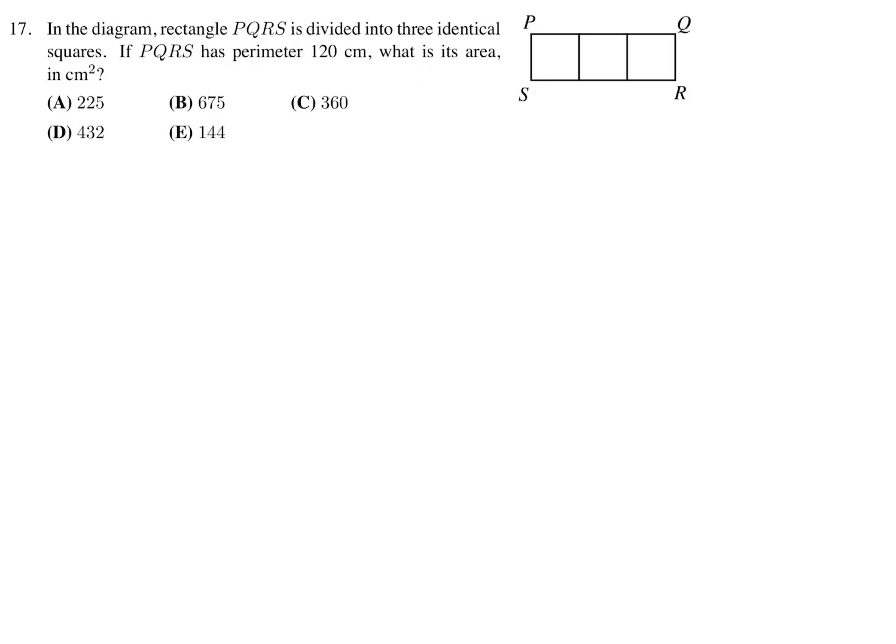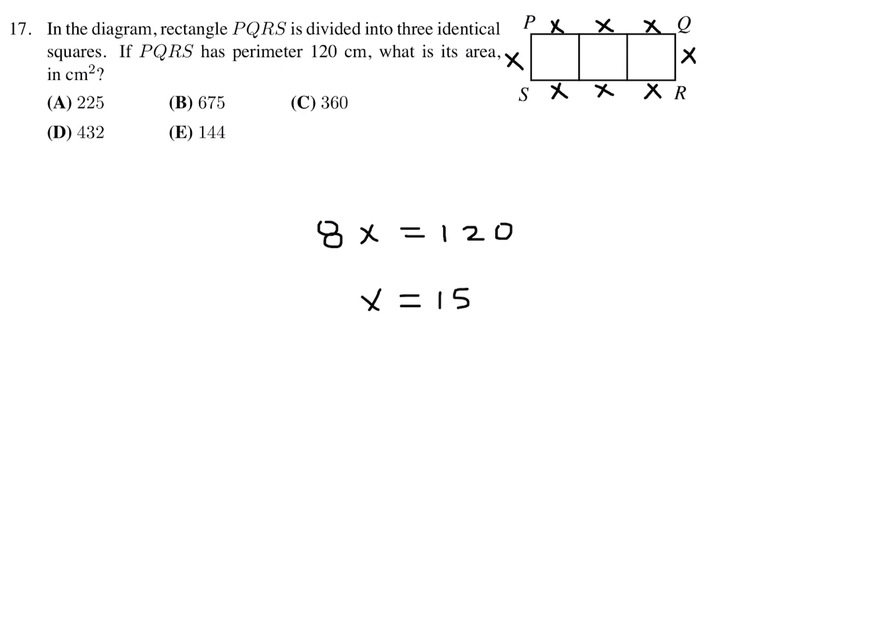In the diagram, rectangle PQRS is divided into three identical squares. If PQRS has a perimeter of 120 centimeters, what is its area in centimeters squared? Well, these are identical squares, so I'll just label them x, x in terms of their side length, like that. They tell you the perimeter is 120, so that means 8x is 120. Solving for x, we get x equal to 15.